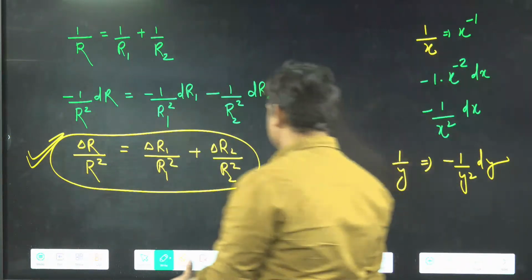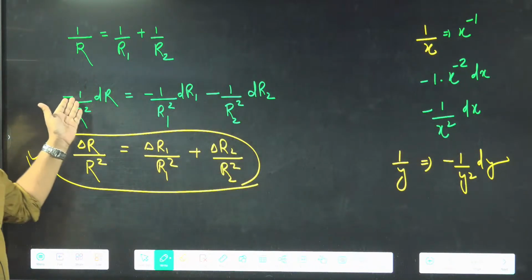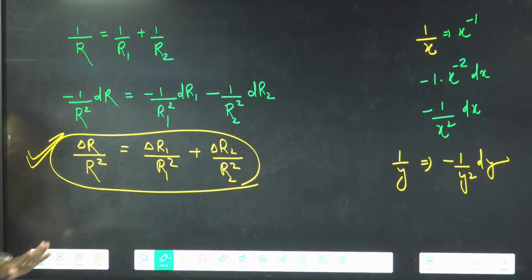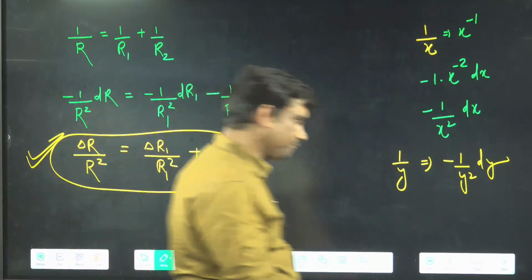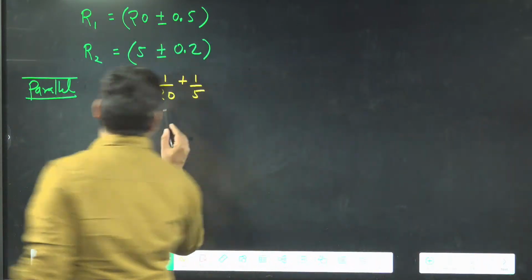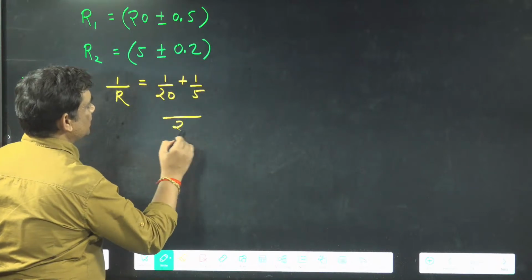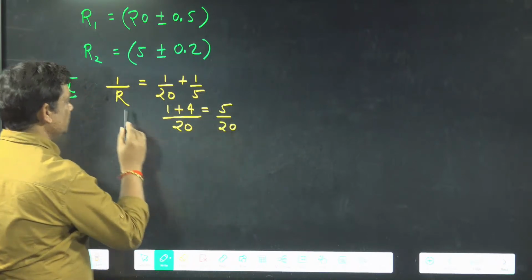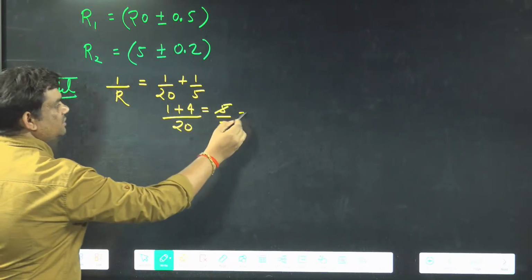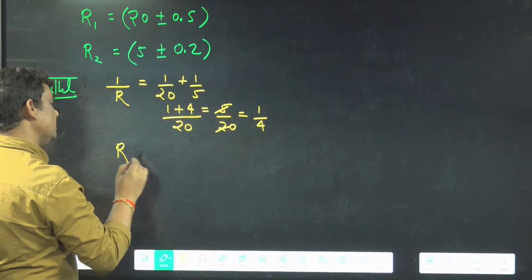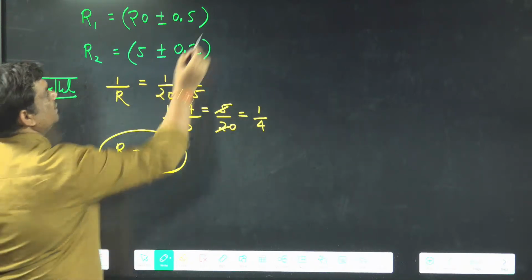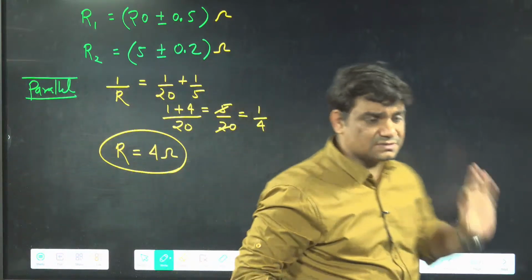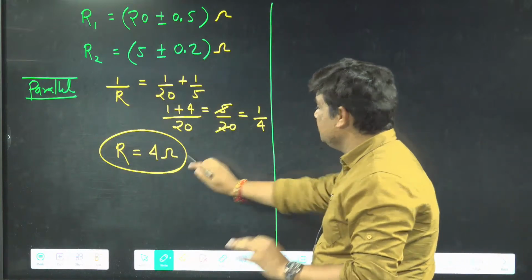The minus signs are cancelled everywhere. Now, 20 and 5, the LCM will be 20. So 1 plus 4 becomes 5 by 20, which is 1 by 4. So R equivalent becomes 4 ohm. Anyone having any problem in finding the equivalent resistance?